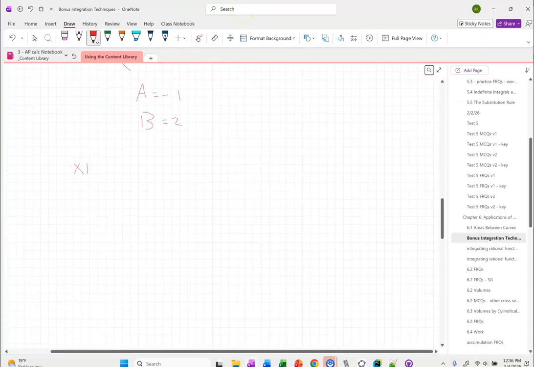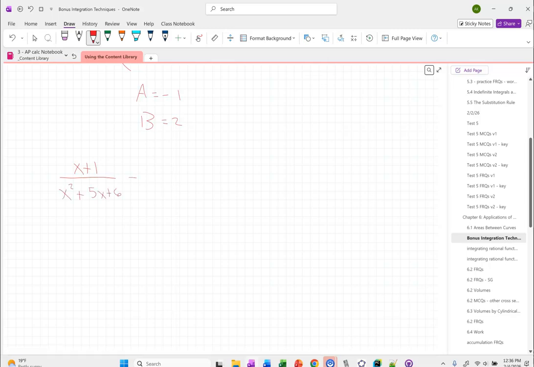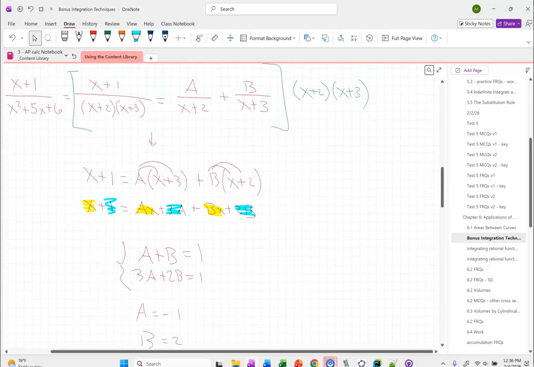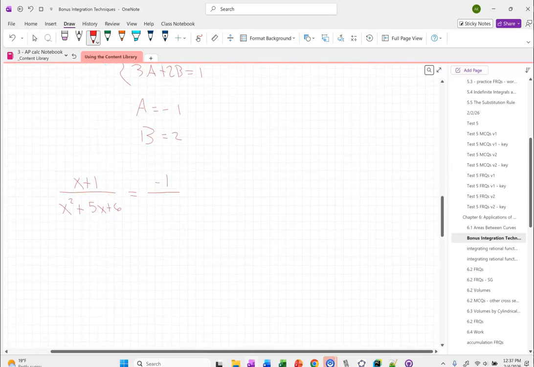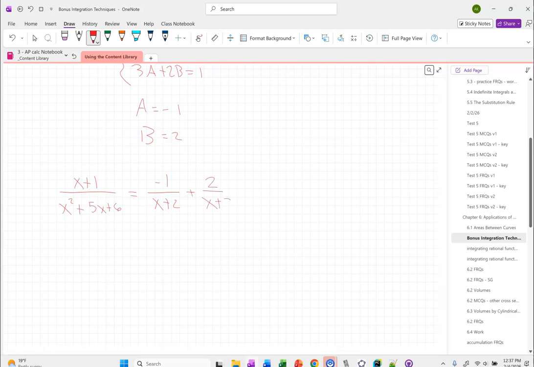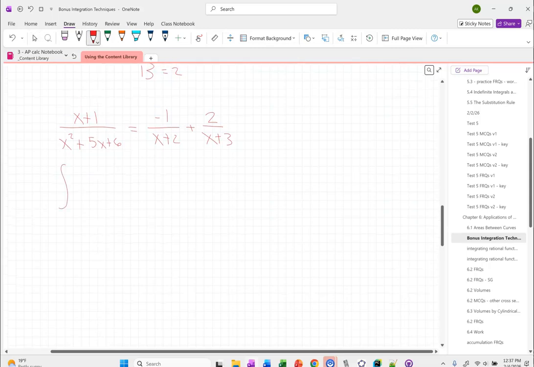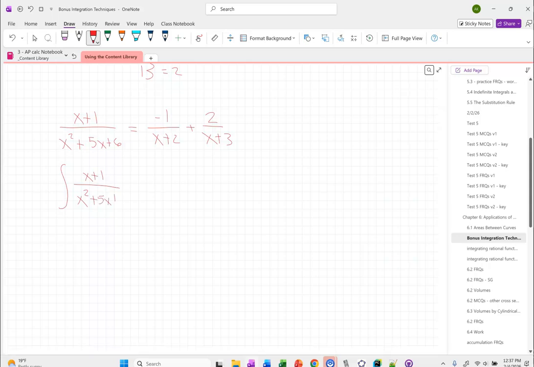So what we've done then is said that this rational function is equal to negative 1 over x plus 2, plus 2 over x plus 3. Everybody good there? That's going to be the key that I want to make this integral possible for us.